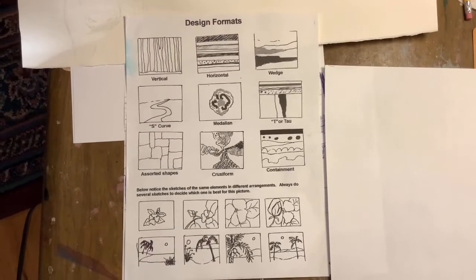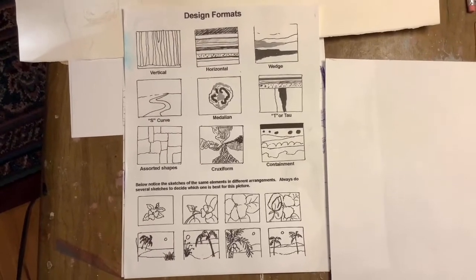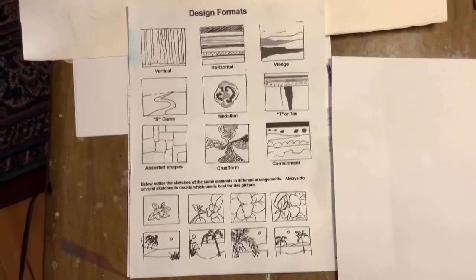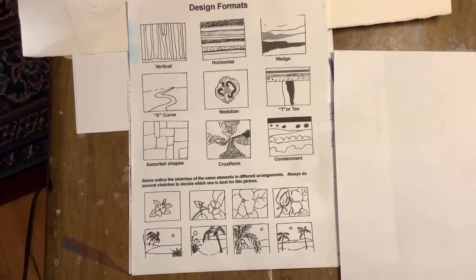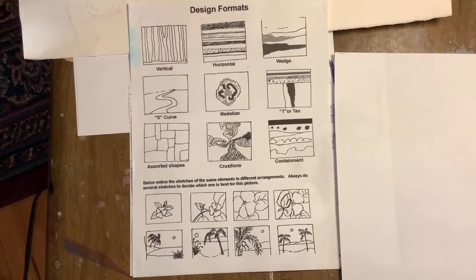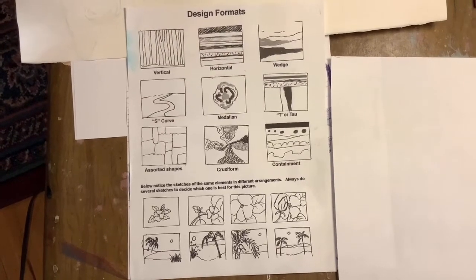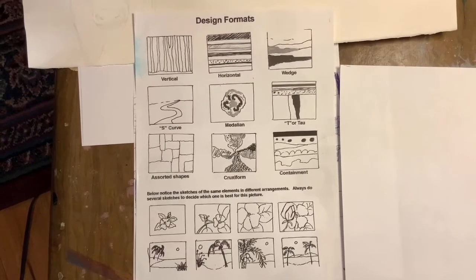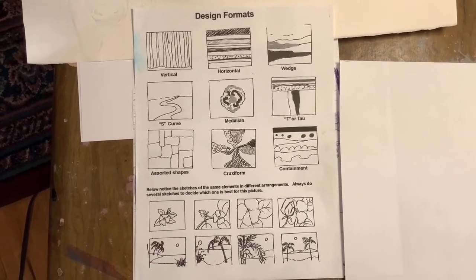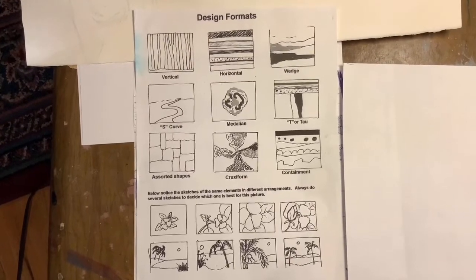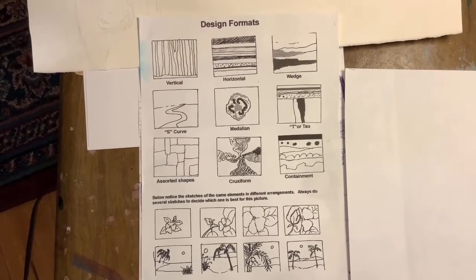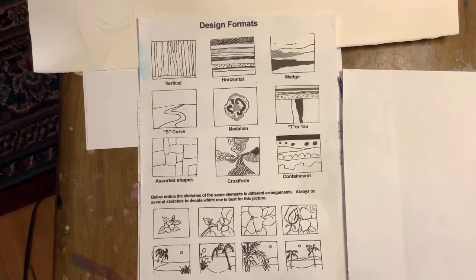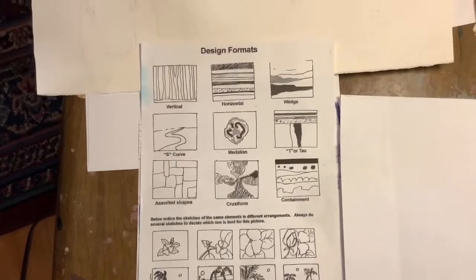I could use the vertical, but not necessarily. A lot of times people use the S-curve if they have a river or a road in it. Containment has a real dark space at the top, which stops your eye from going out of the picture and bounces it back in. But the one that fits my trees and cows and cow pasture best is the wedge design.